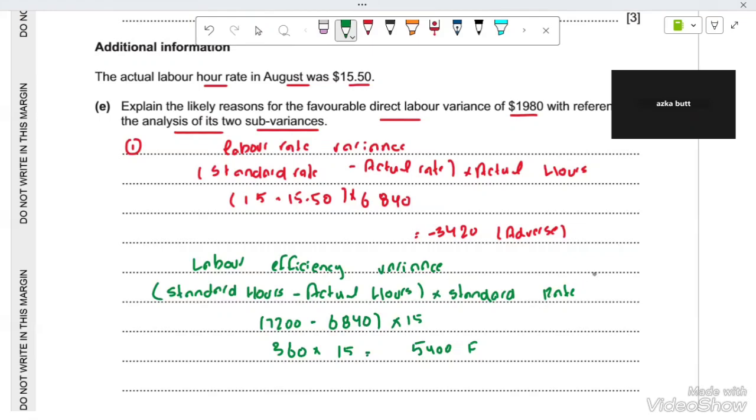So what are the likely reasons behind that? The likely reasons would be better work productivity: employees may have worked faster or improved their skills, and there may have been better supervision or training. Improved work processes may also be a reason: the company may have streamlined production, or better tools, equipment or workflow may have reduced the time needed. So these are the main reasons.